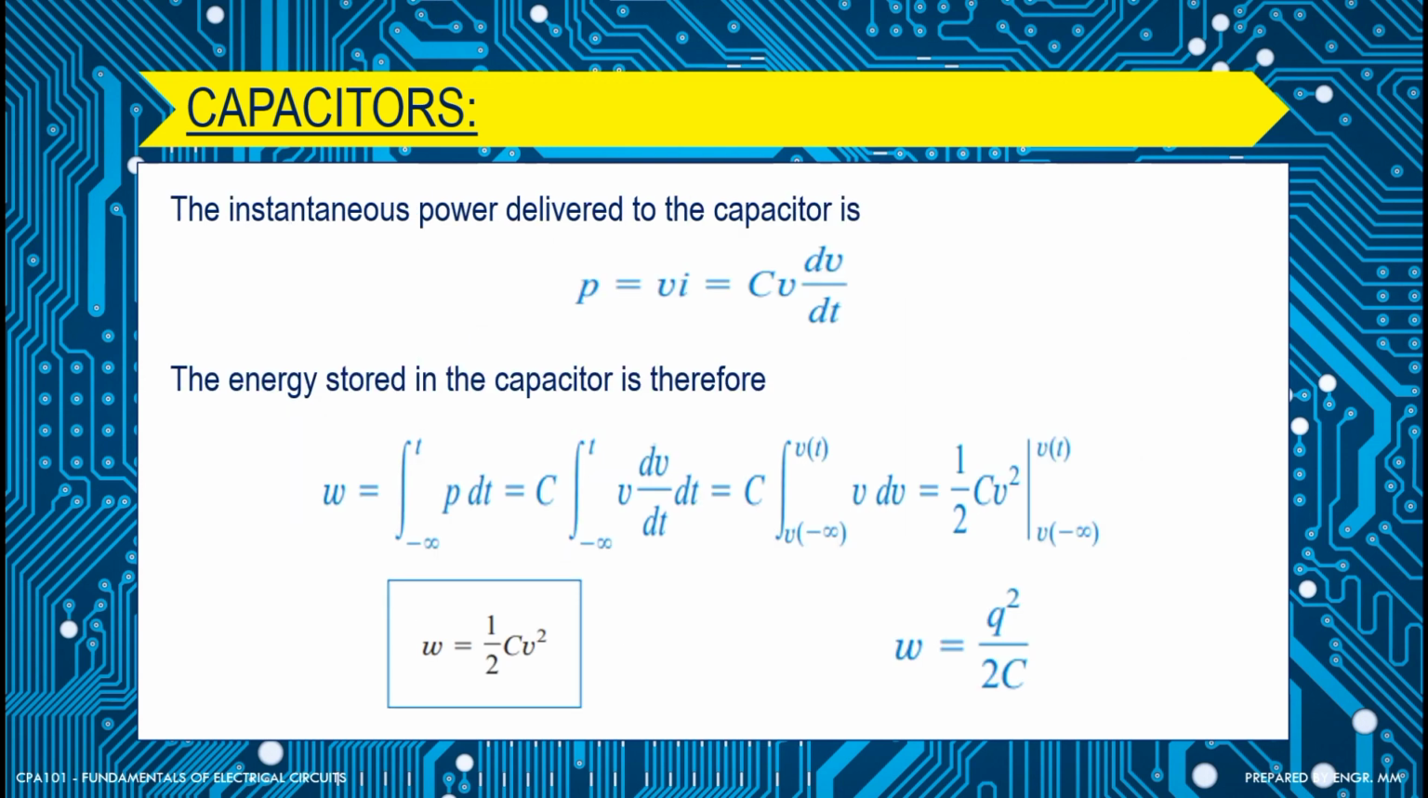Now, the instantaneous power delivered to the capacitor is the same as usual. That is equal to P is equal to VI is equal to CV dV/dt. Then, solving for the energy stored in the capacitor. So, this is just a derivation of the formula. Our final formula is W is equal to 1/2 CV squared, or when it's in terms of charge and capacitance, it is equal to Q squared over 2C.